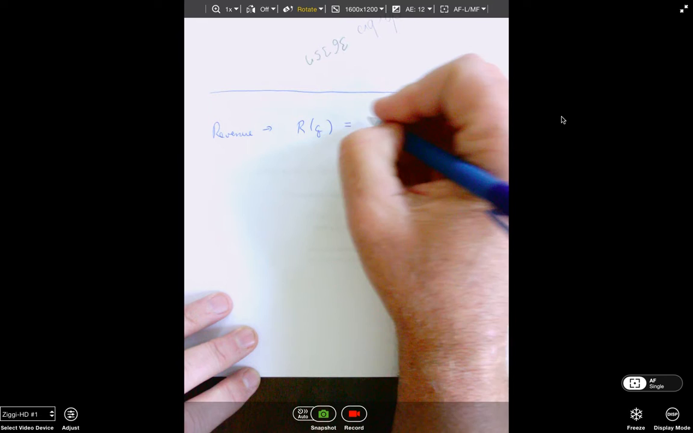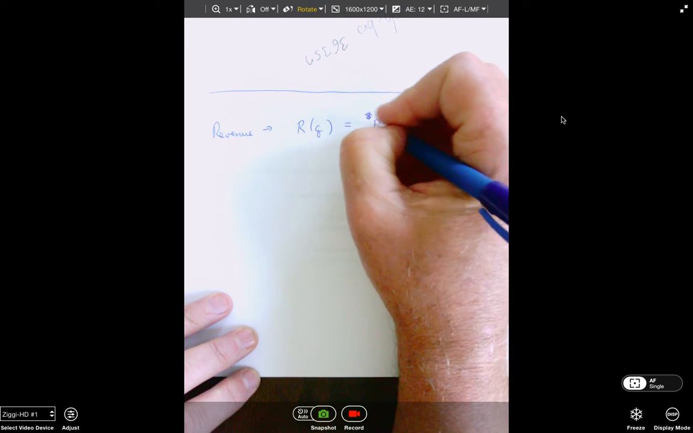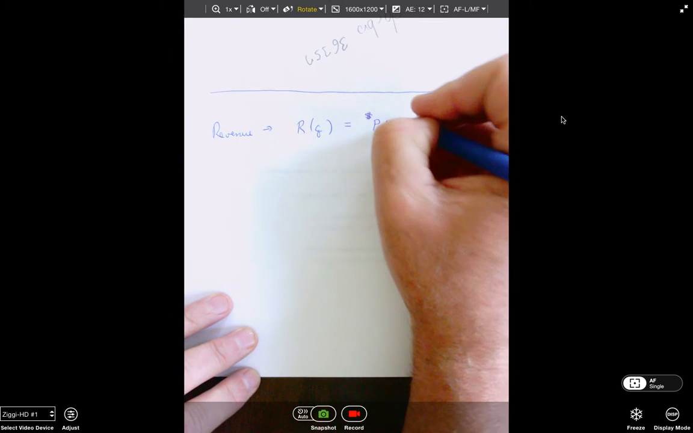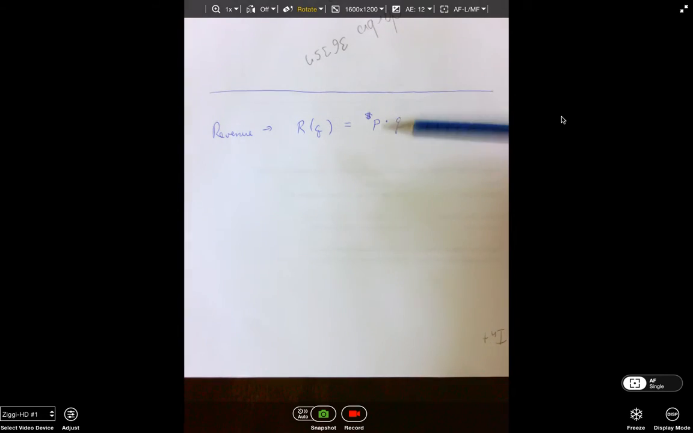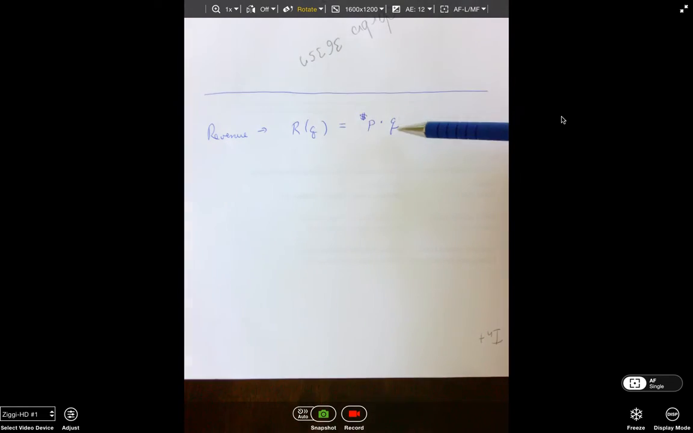Guys, your R of Q is going to be the price that you sell the unit at times the quantity. When I was in the golf business, if I sold drivers for $300, then my P was 300. If I sold 5 of those in a day, I could take 5 times 300 to get 1,500. That would be my revenue when I sold a quantity of 5 drivers. Guys, don't put stuff out here like you do in the cost function. The revenue function is simple.